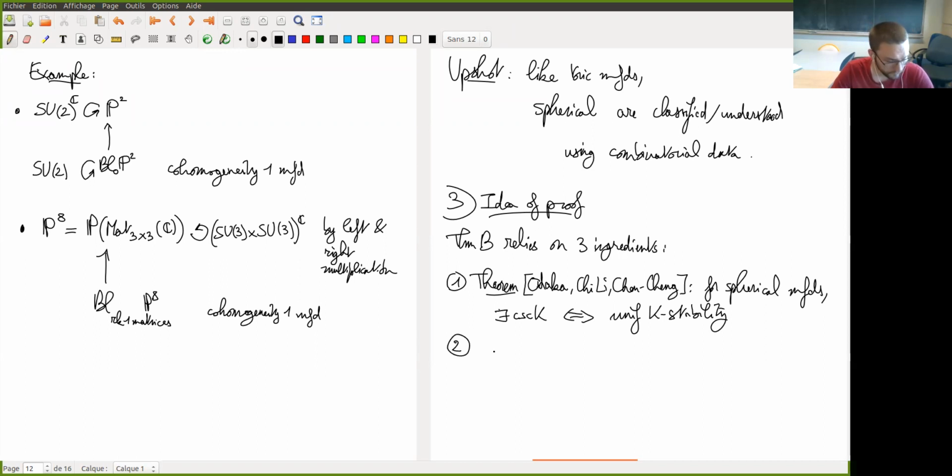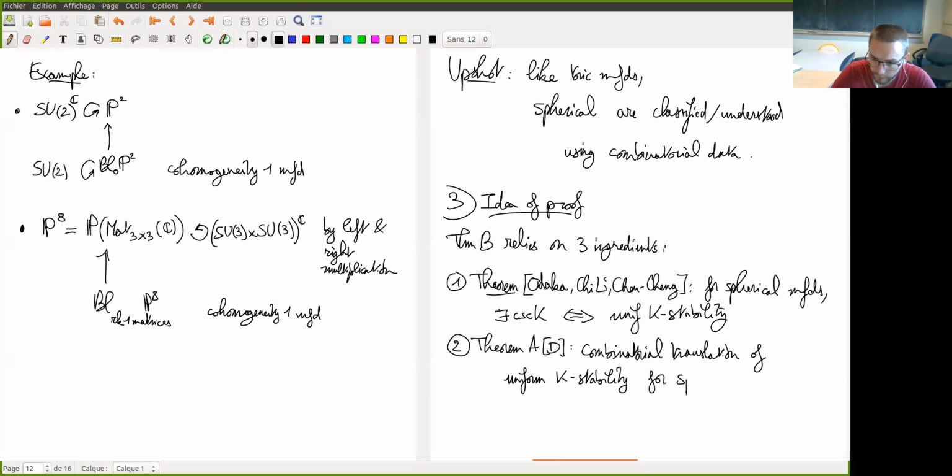And the second ingredient, which would be my Theorem A, which I state in a very informal way, it's a combinatorial translation of uniform K-stability for spherical varieties, using this point of view in spherical varieties.